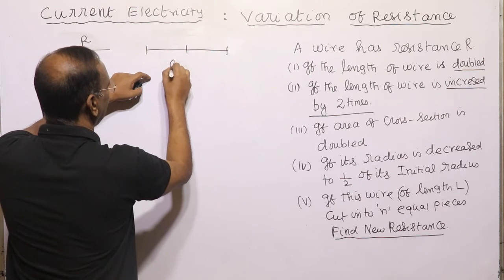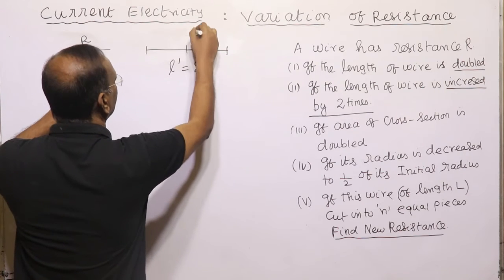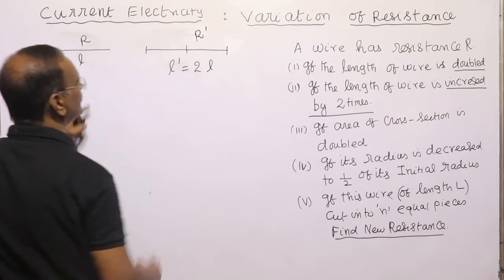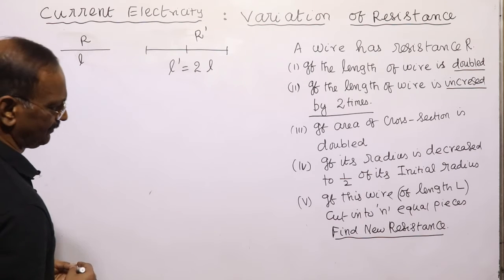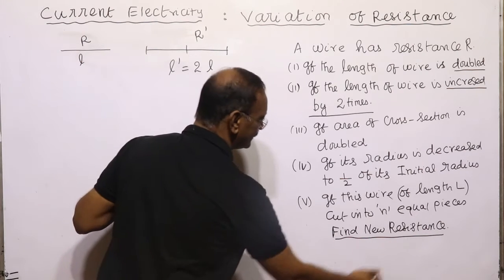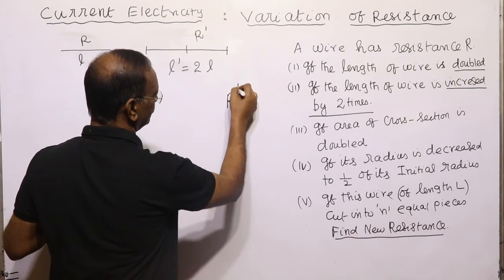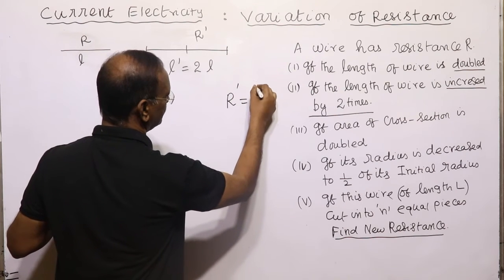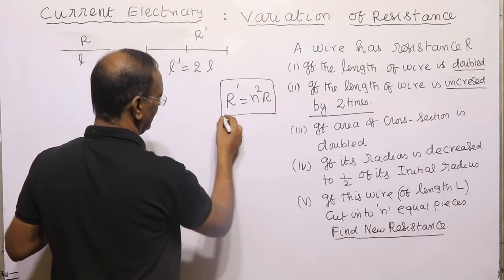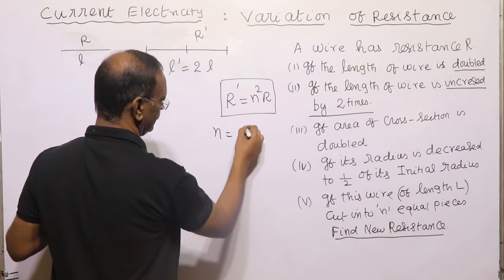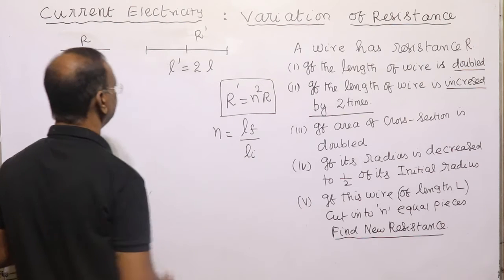So L dash is equal to twice of this L, and the resistance after stretching is equal to R dash. Find the new resistance. We know R final is equal to N square into R. This is the formula we are using, where N is equal to length final by length initial.